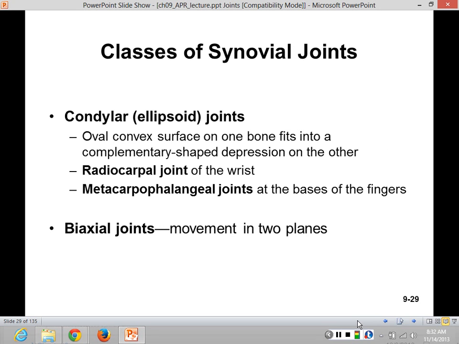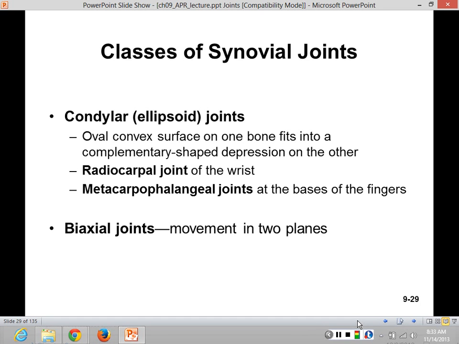All right, condylar or your ellipsoid joints. You have an oval convex surface on one bone that fits into a shaped depression. The radiocarpal. That's the radius. See, I need a complete radiocarpal. I need a complete arm.